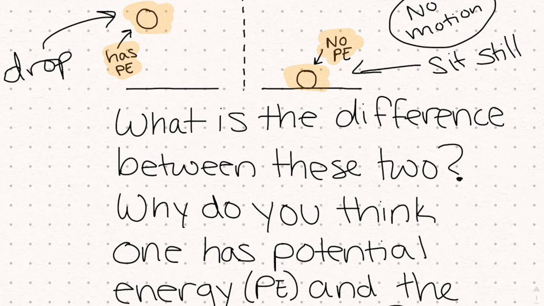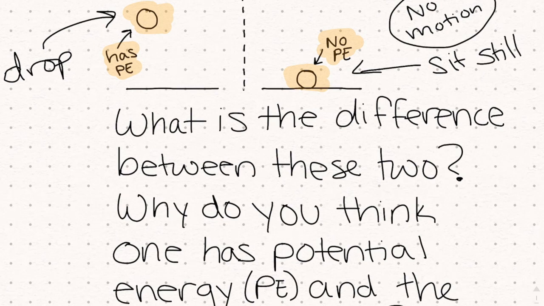And also, thinking about what might happen if we unfroze these objects. If we unfroze them, the one sitting on the ground is going to continue to sit on the ground. Nothing is going to happen. The one floating in the air, if we unfreeze it, it's going to drop. And so the ability of that object to change its motion has something to do with that potential energy.